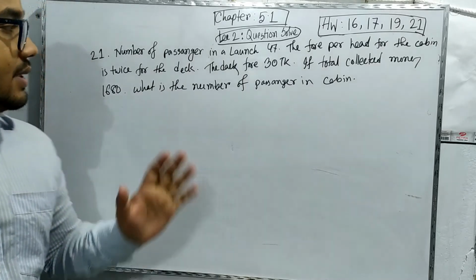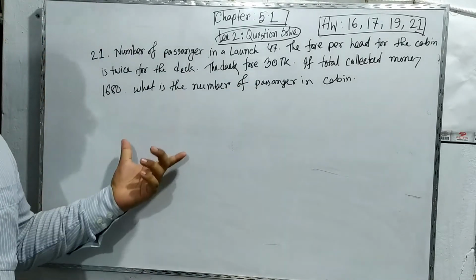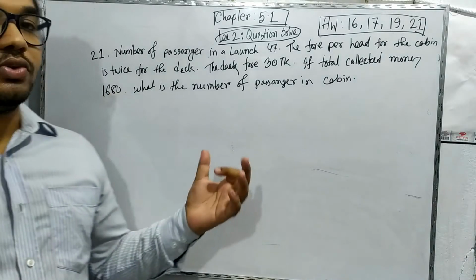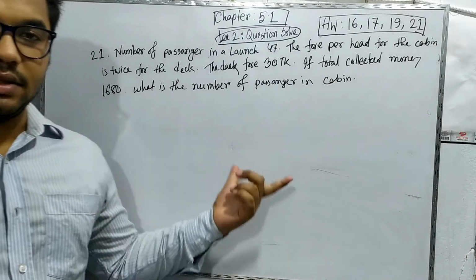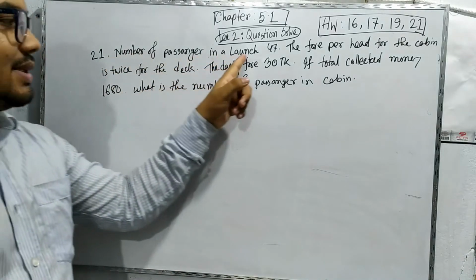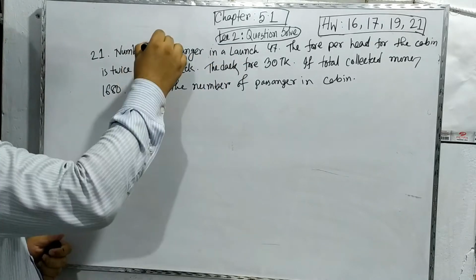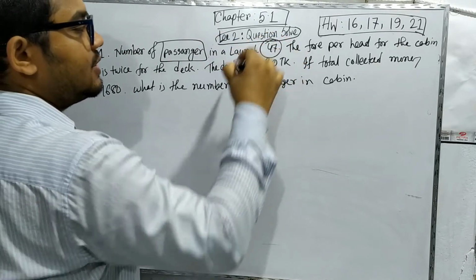Okay, so this is our next and final math for this lecture. In this lecture, we have already tried to solve 3 maths. This is our fourth and last math. In this math, it is talking about the number of passengers in a launch. The total number of passengers in a launch is given. Total number of passengers is 47.